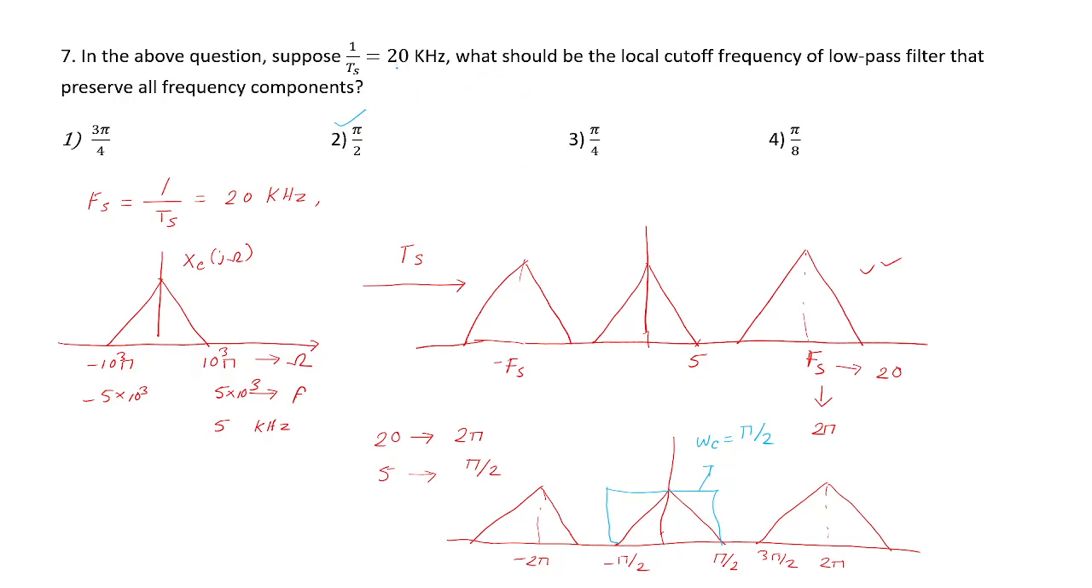And remember, it keeps changing with the sampling frequency. If the sampling frequency changes, then to preserve all the frequency components, the spectrum shape will remain the same, but it may get stretched or squeezed based on the sampling frequency, and the cutoff frequency of the low pass filter can be very different. So the cutoff frequency of the low pass filter is very much dependent on the sampling rate. Remember it.